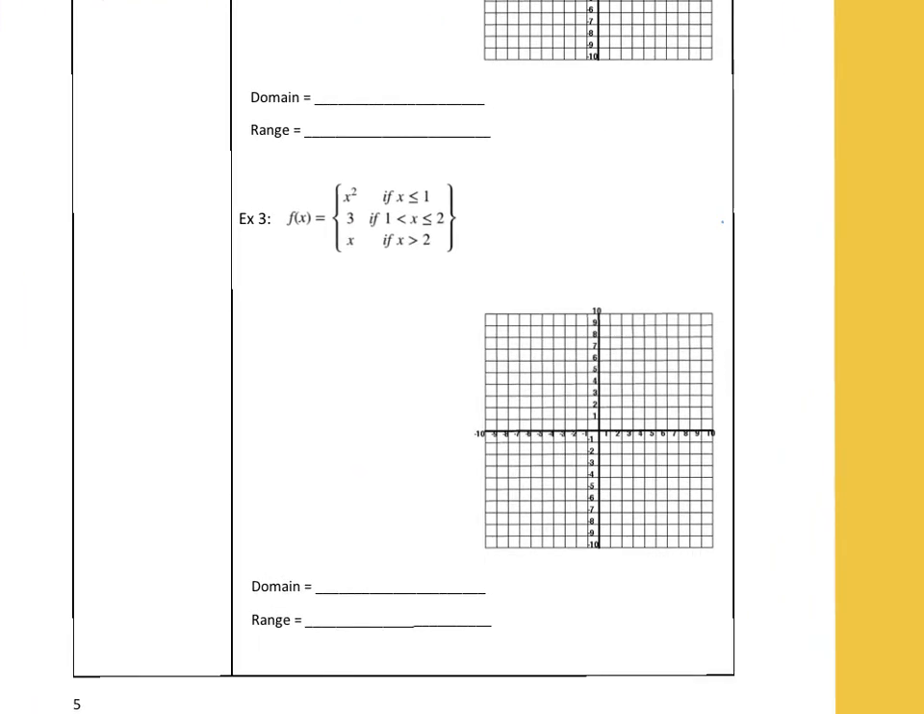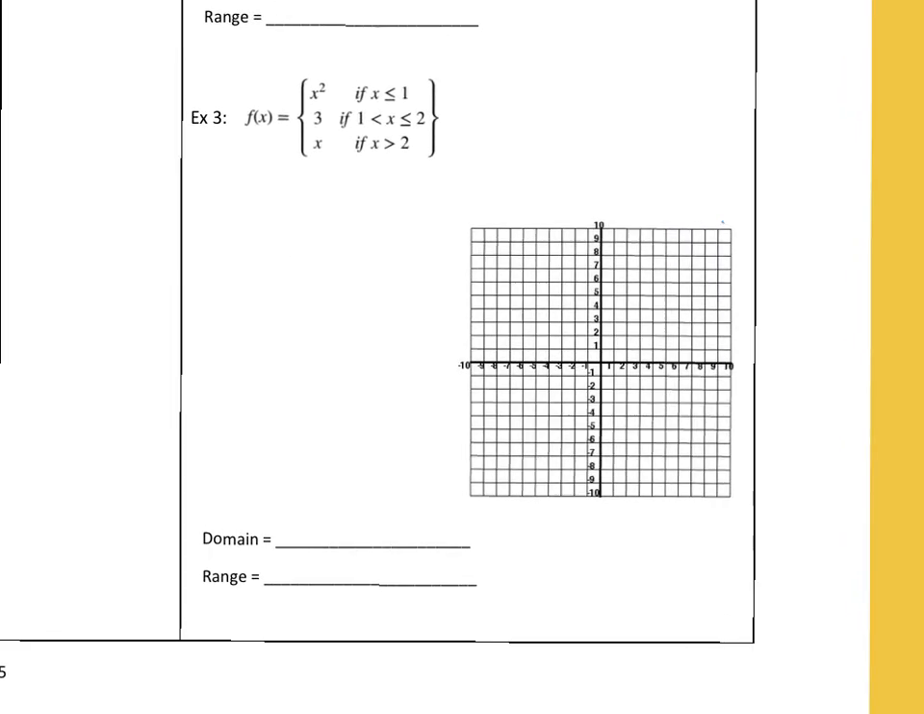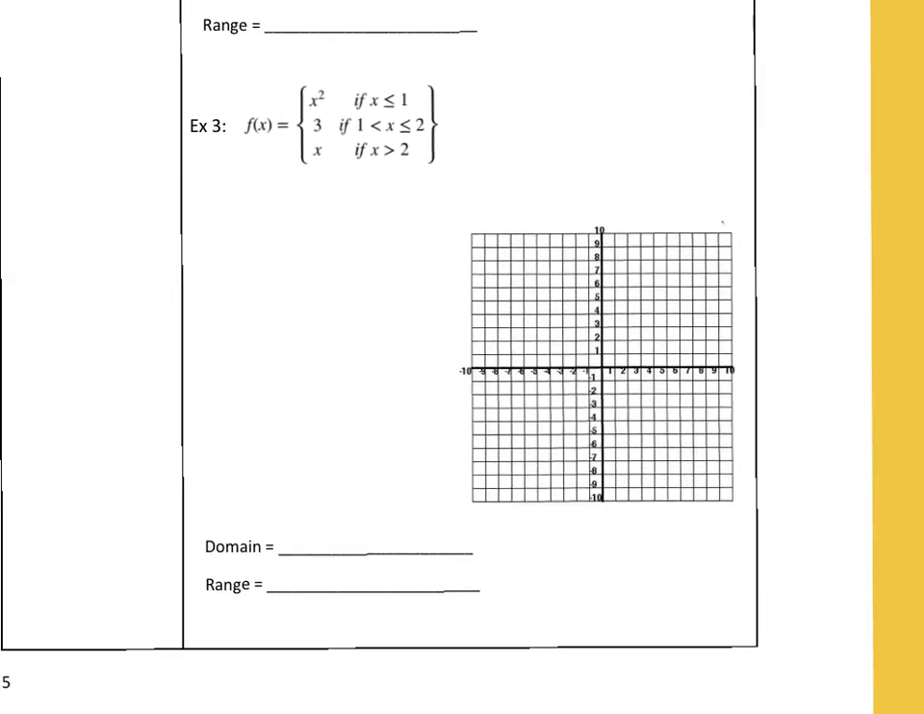Okay. Example 3. So this is a 3-piece one. We'll go ahead and we'll start this one together. So my very first equation is y equals x squared. Thinking back to parent functions that we had, did we have a parent function that looked like this? Was it the absolute value parent function or the quadratic?